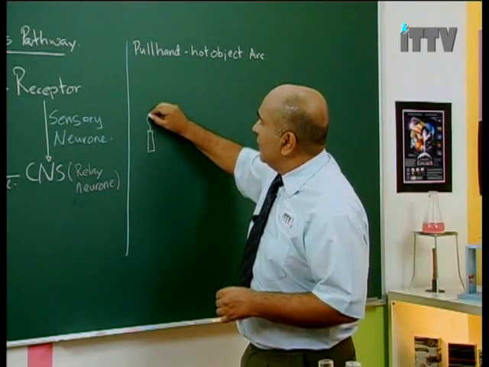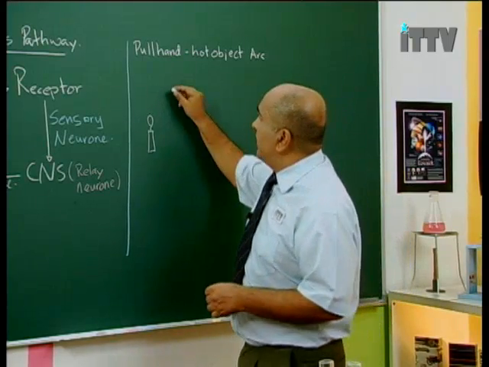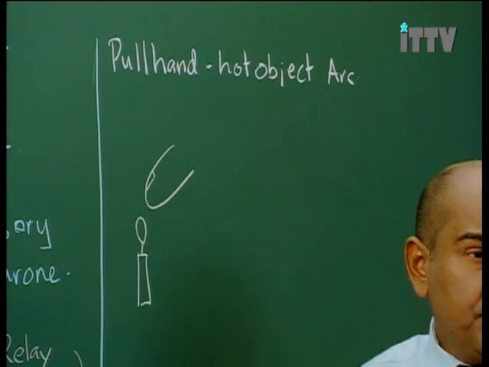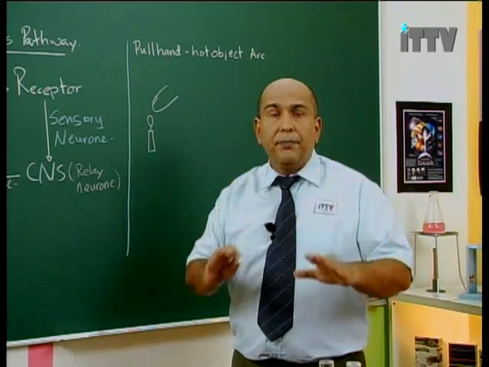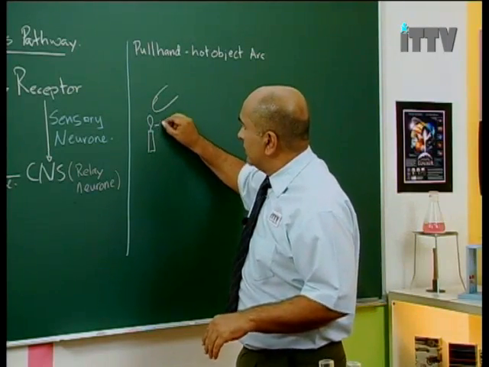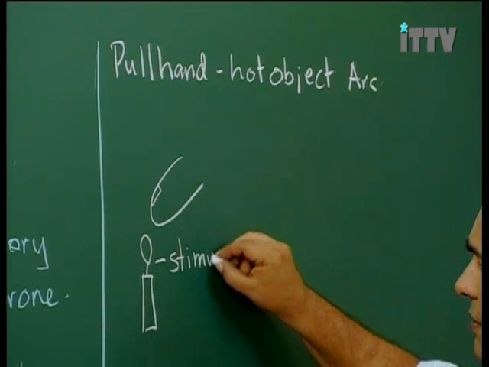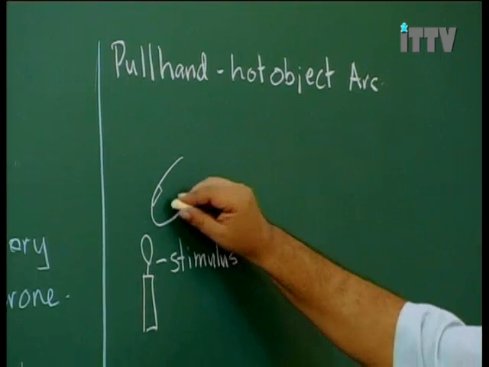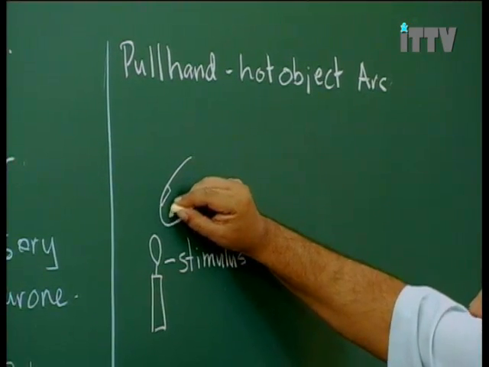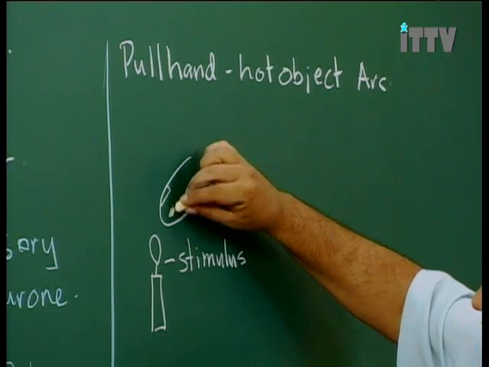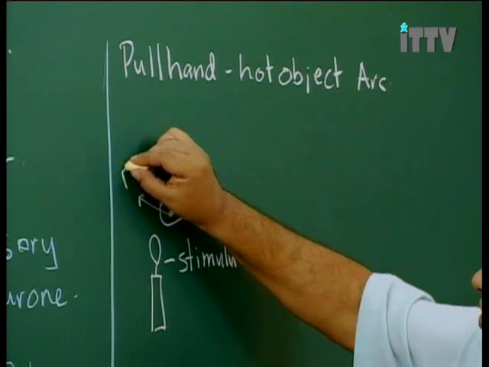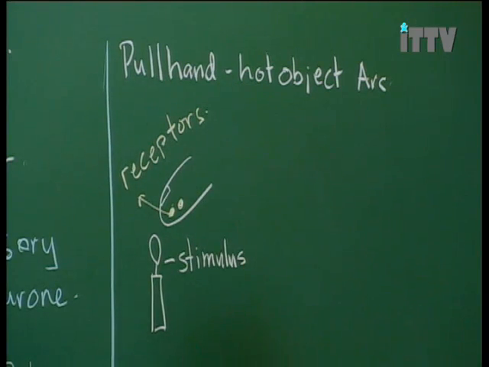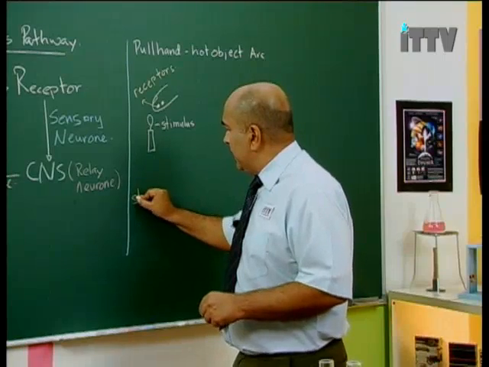Let's say here we have a candle with a flame. Above the candle with the flame is going to be your finger, like so. Now let's go through this slowly. This is your stimulus, in this case, heat. Inside your hand, you have to have the receptors. So these are your receptors. Let's fill this in as we go along.